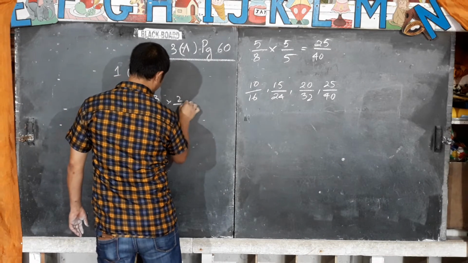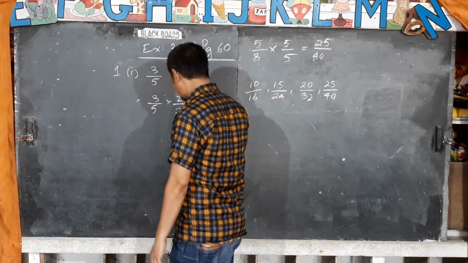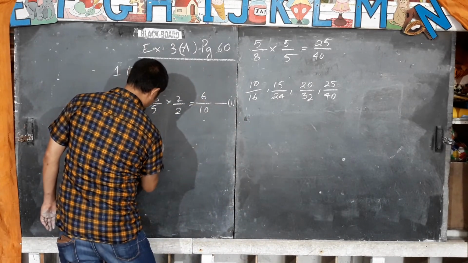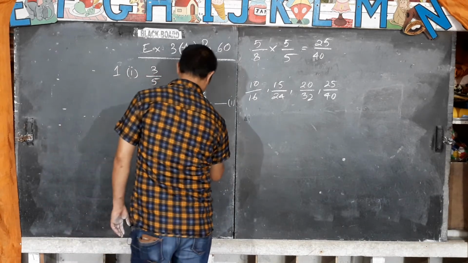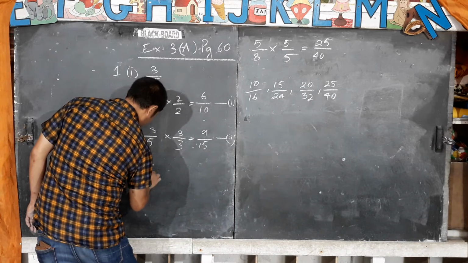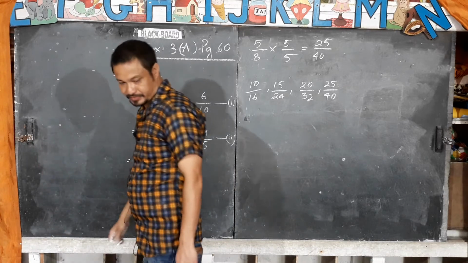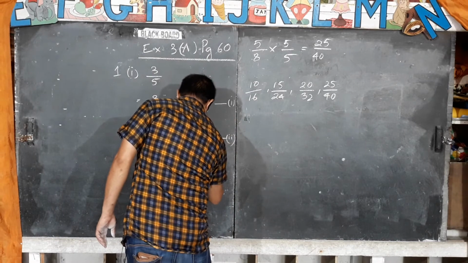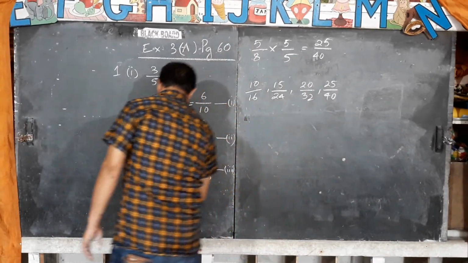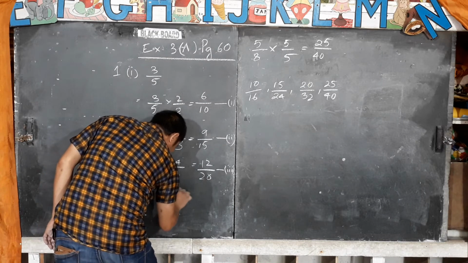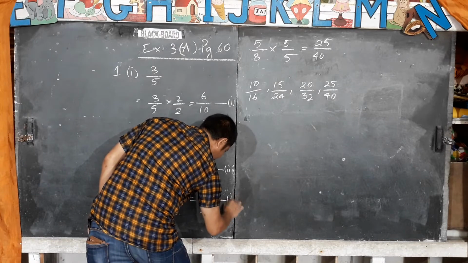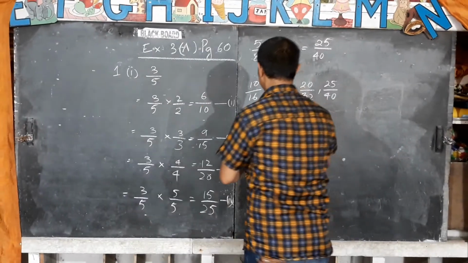So the first one we will do 3 upon 5 into 2 upon 2. So that will come to 6 upon 10. Okay, so this will be the first one. Next one, 3 upon 5 into 3 upon 3. So this will be 9 upon 15. Second one. So we come to 12 upon 20, that's the third one. Then the next one is 3 upon 5 into 5 upon 5, 15 upon 25, that becomes the fourth one.